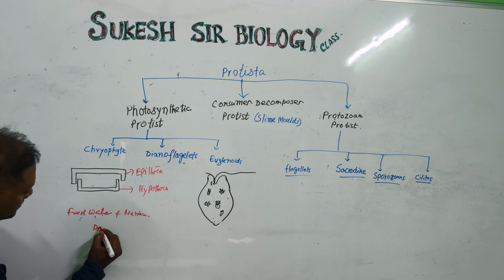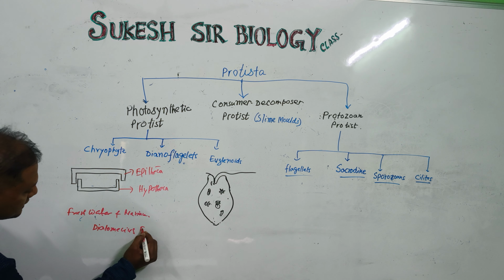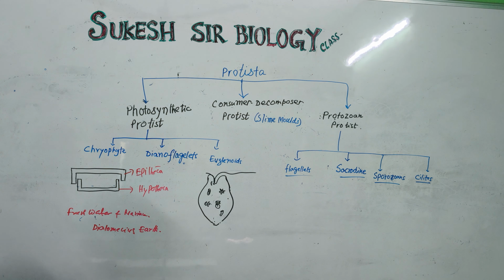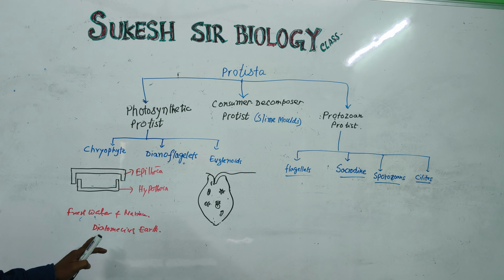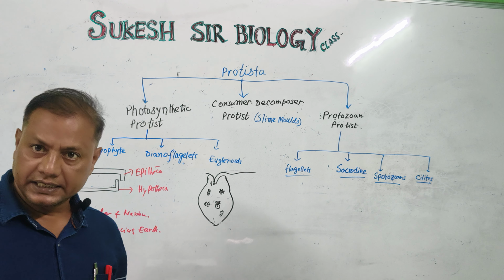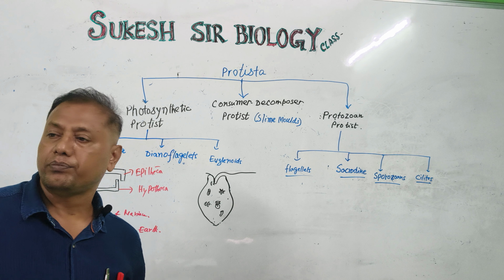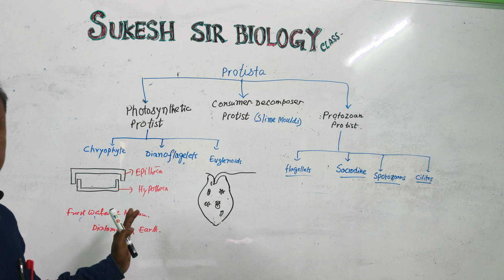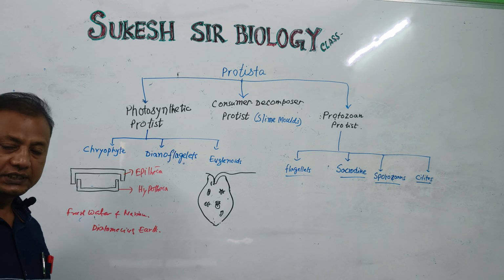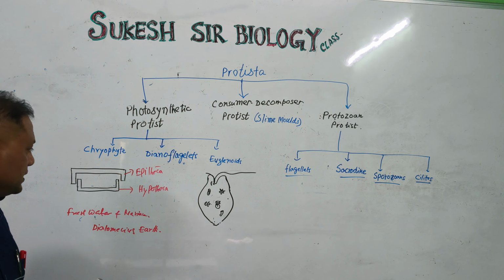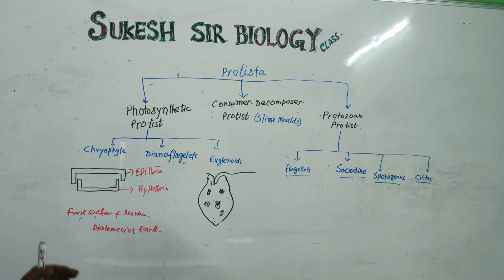Diatomaceous earth. It can sometimes be a pollution indicator, because if some polluting agent is present, the diatoms will disappear. That is why it can be a pollution indicator. We can also use that strong substance for polishing purposes. That is all about the diatom.